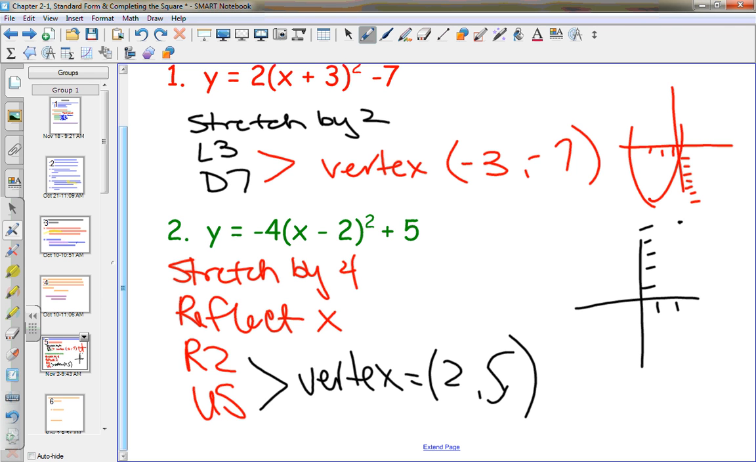Now is it opening up or down? It's opening down. Pretend that landed there. Okay, do we all understand that, yes or no? I get a lot of information out of standard form. If it was given to you in ax squared plus bx plus c, could you get any of that out of there? No, you couldn't get a picture in your head. You would have to immediately grab the graphing calculator.